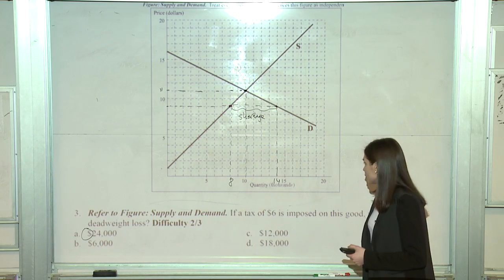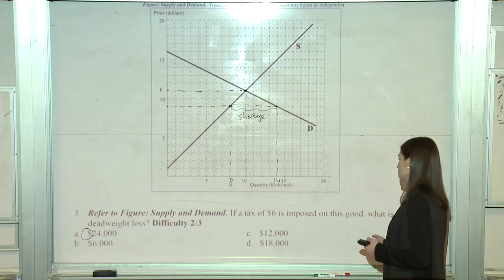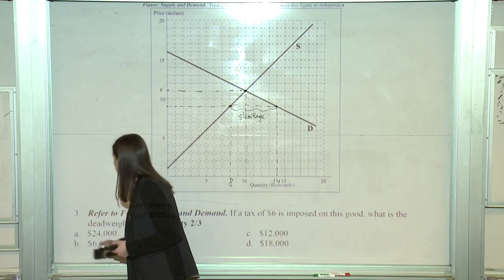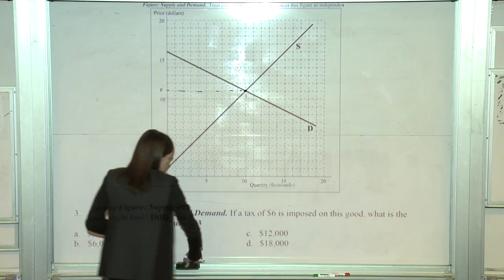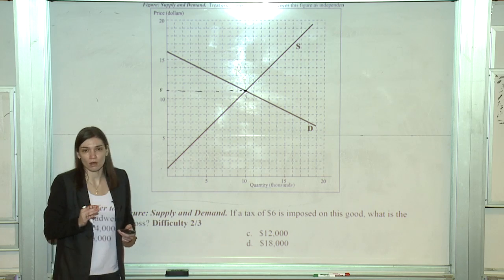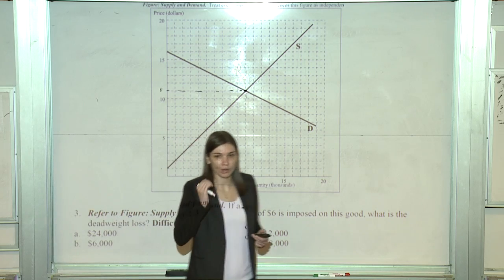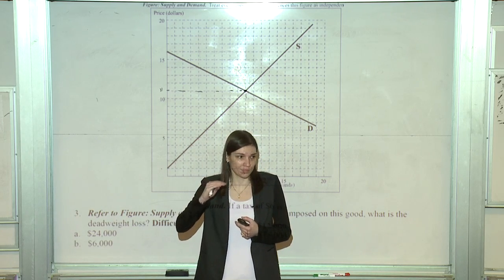All right, the third question. If a tax of $6 is imposed on this good, what is the deadweight loss? Now here we're going to have a tax. We know it's of the amount of $6, so whatever buyers pay and whatever producers receive, the difference between those two would be $6.